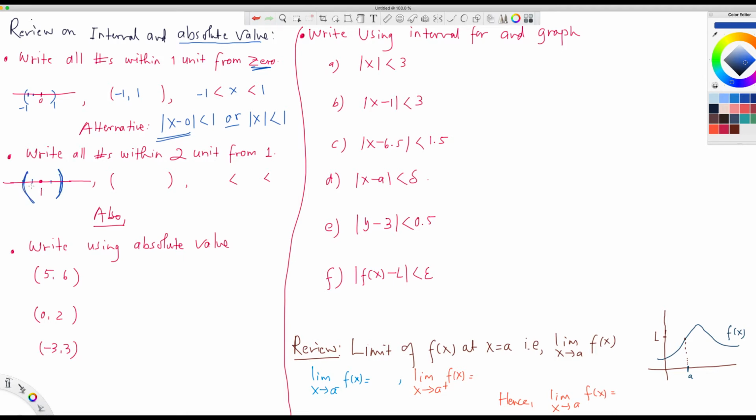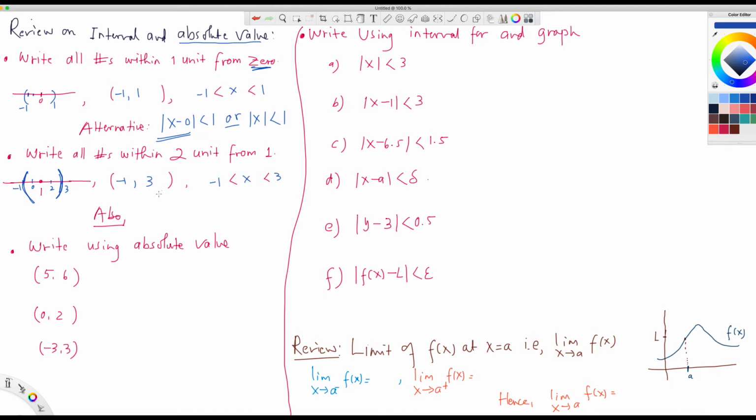So since this is 1, this should be 0. This should be -1, right? This is 2. This is 3. You see that? So you can write -1 through 3. That is the interval notation for this. -1 through 3. Okay. So how do I write using the inequality? So you write -1 is less than x is less than 3.